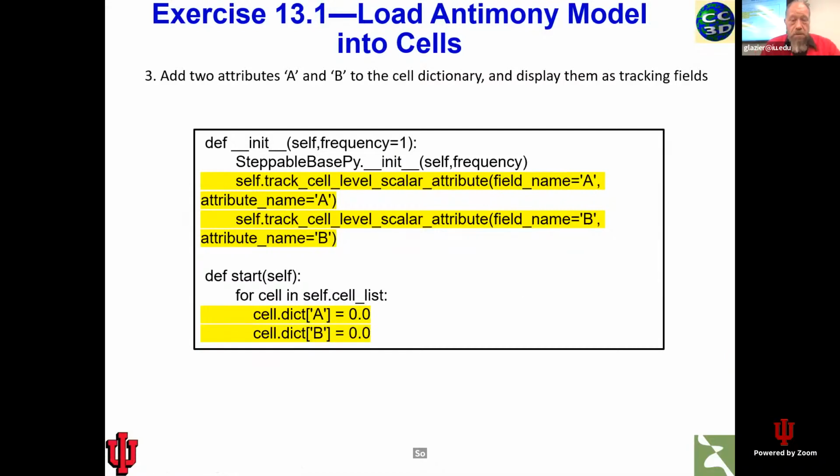The next thing you need to do is to put the tracking fields in. And the tracking fields go after the init. And again, you can use the code snippets to give you the syntax for that. You'll create a tracking field for the value of A, a tracking field for the value B, and then in the start function, it's nice to create the dictionary entries for those. Okay. Give people a minute to do that.